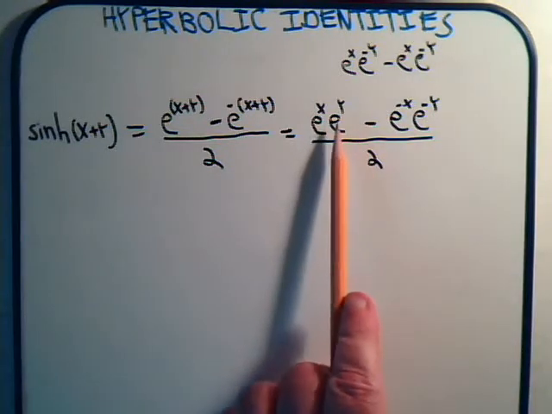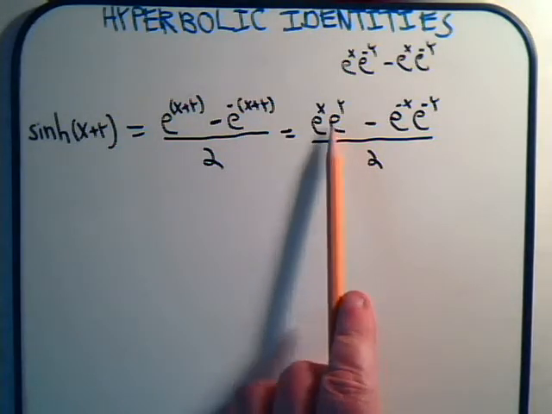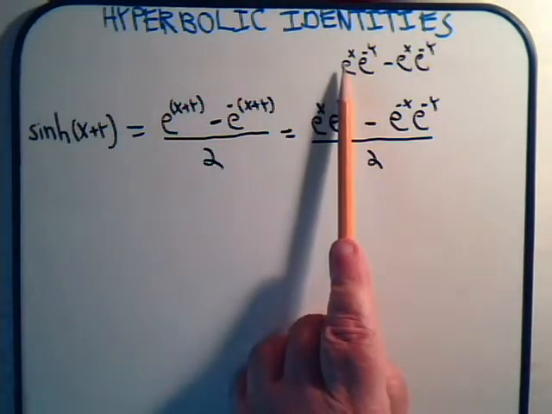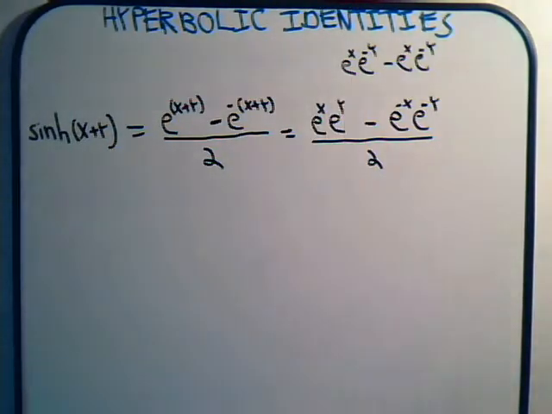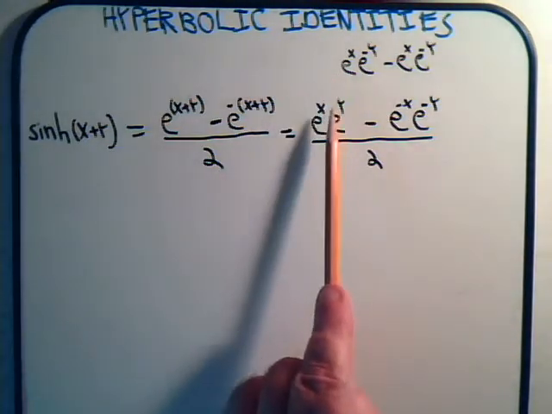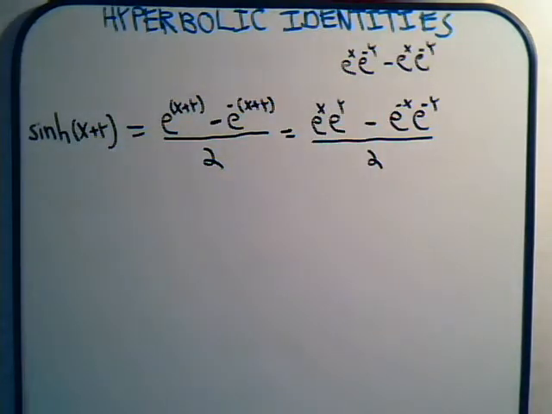We've got an e to the x times an e to the y. Suppose that we had some more terms up here in the numerator. Suppose we had this term, e to the x, e to the minus y. Then when we added these two terms together, we'd have e to the x times e to the y plus e to the minus y. That would be a hyperbolic function.